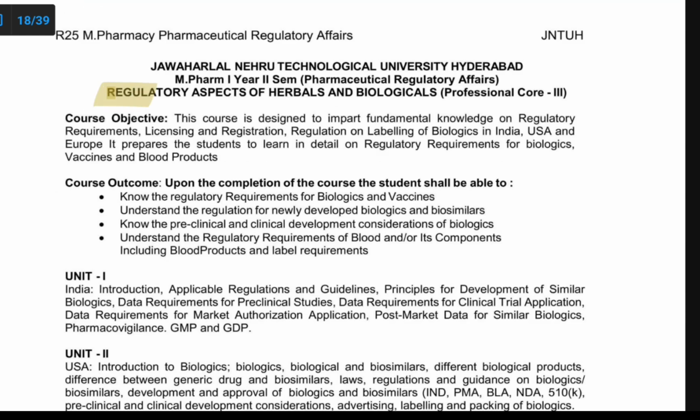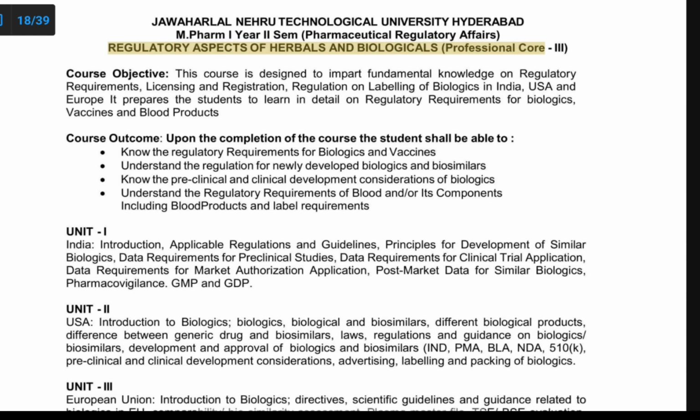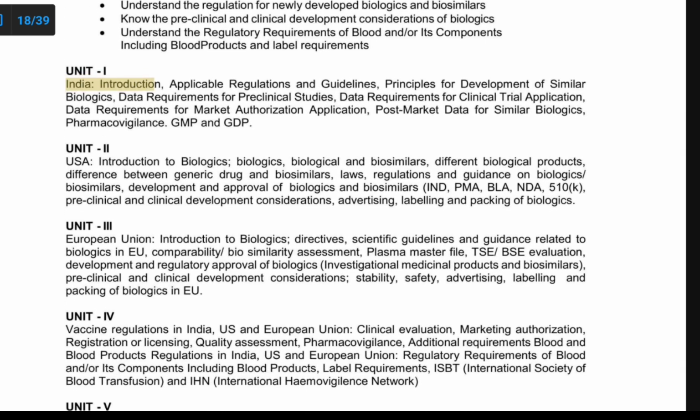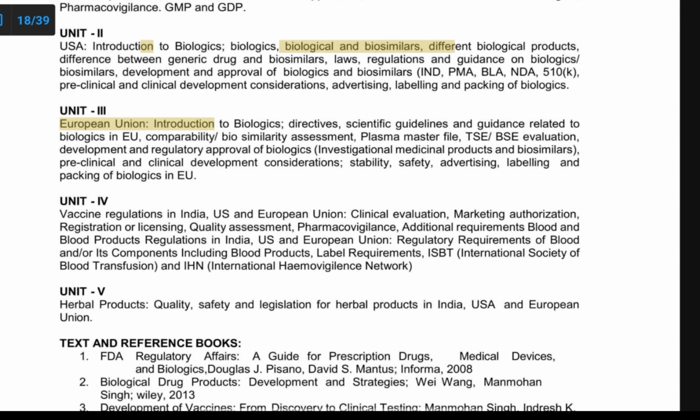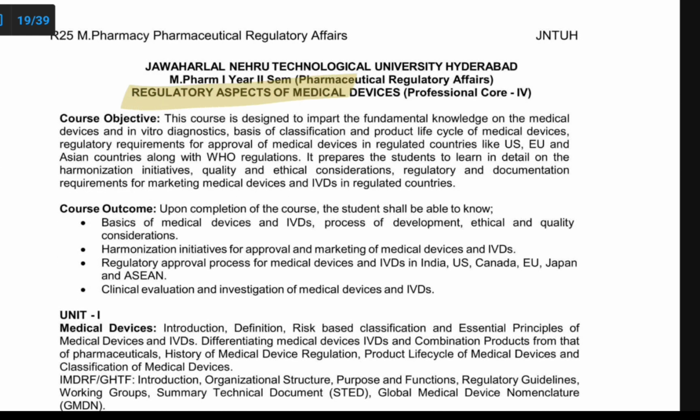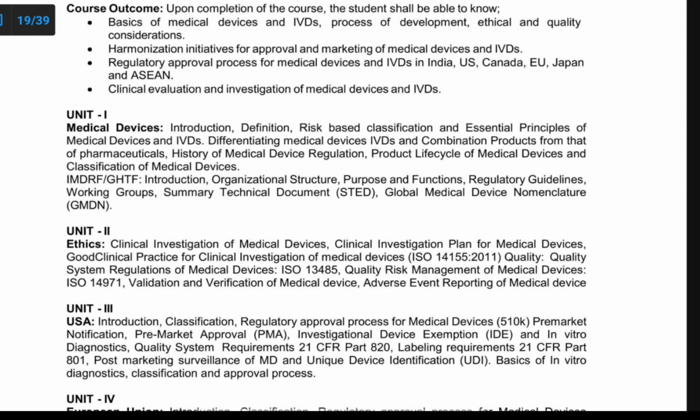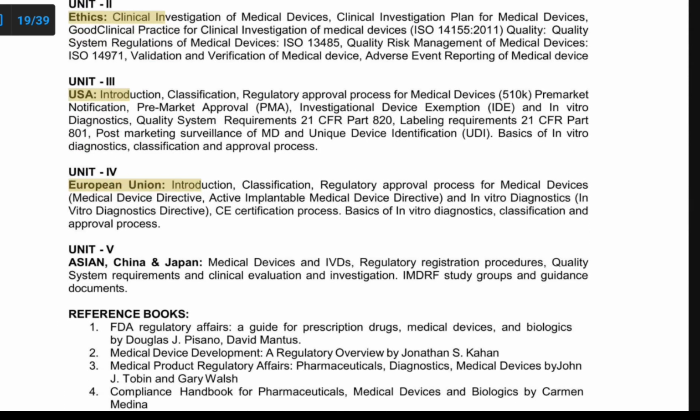And then we have regulatory aspects of herbals and biologicals. In India, introduction of the regulations and guidelines, USA its regulations and guidelines, and European Union the same regulations and guidelines, vaccine regulation in India, USA and European Union, and herbal products. Then we have regulatory aspects of medical devices. In this we have medical devices, ethics, USA, European and Asian, China and Japan.